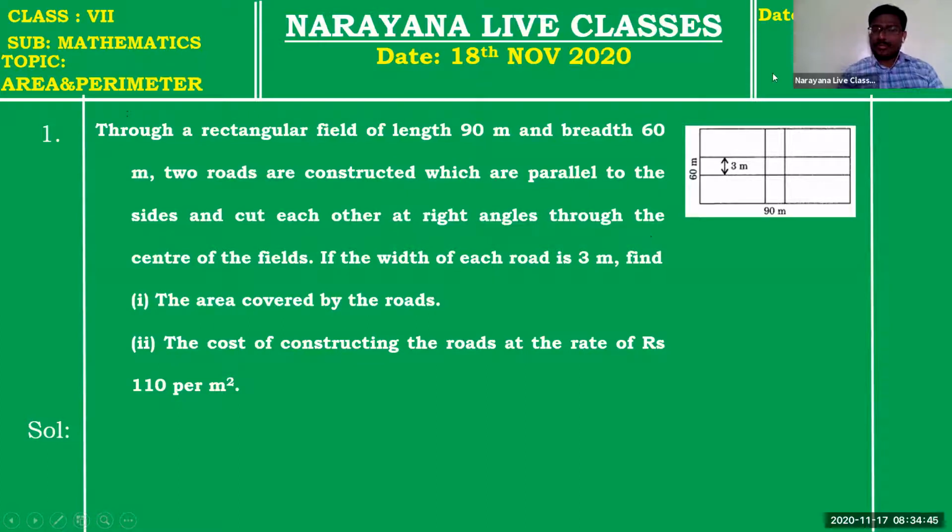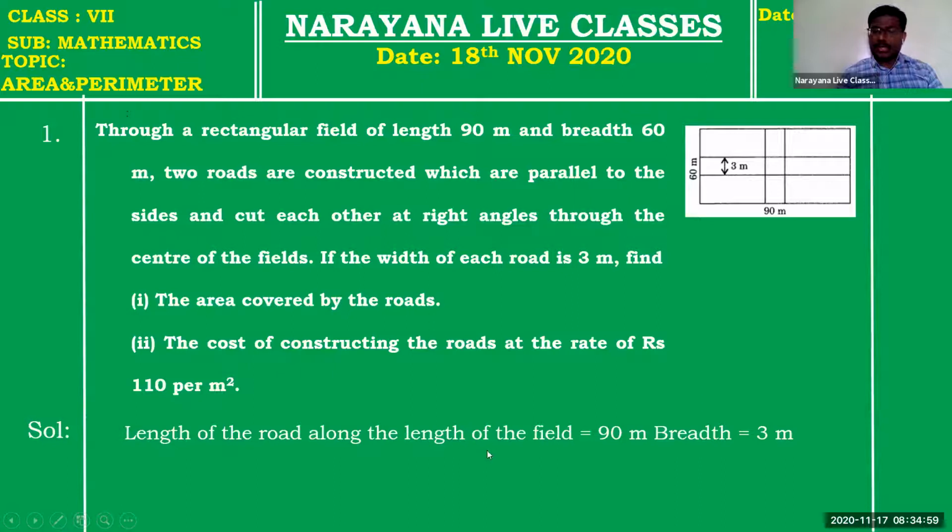First, what we need to find? We need to find the area covered by the roads. To find the area covered by the roads, first we need to find the total area of the park. The field is a rectangular field, so the length of the road along the field is 90 meters, and the breadth is 60 meters. Here the road length is 90, and the breadth is 3 meter. So area of this road will be what? Area of this road is length into breadth, that is 90 into 3, that is 270 meter square.